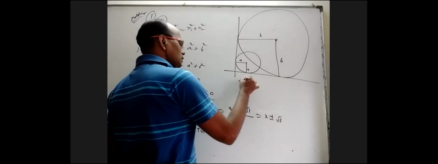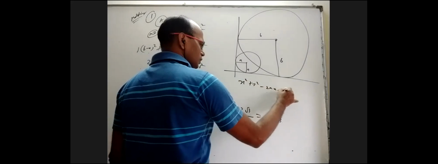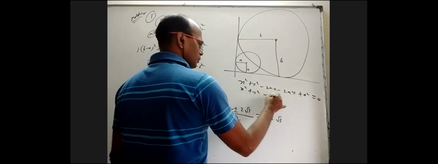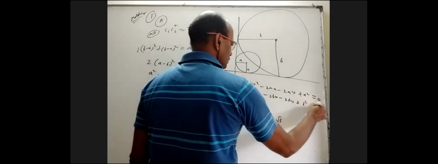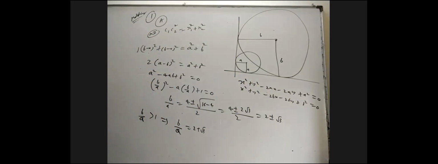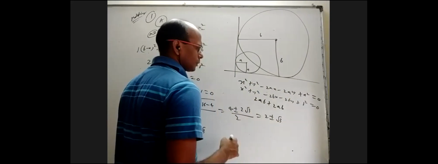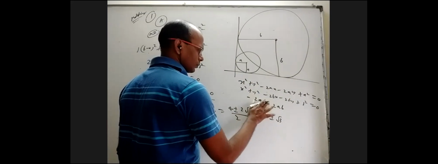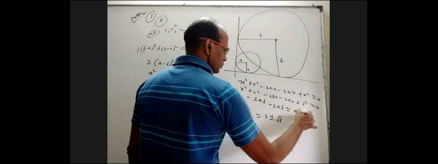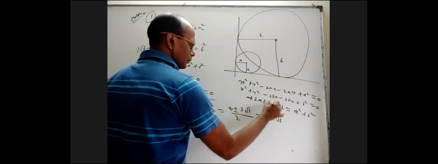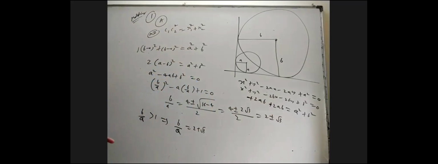Even if I use the orthogonality condition, I'm sure the same will come. What are the two circles? x square plus y square minus 2ax minus 2ay plus a square equal to 0. x square plus y square minus 2bx minus 2by plus b square equal to 0. If I use the orthogonality condition, 2gg' is 2ab, plus 2ff' is 2ab, equal to c plus c', which is a square plus b square. The same equation. No, this is plus 1. 2gg' is plus 2ab, 2ff' is plus 2ab. Okay, we'll get this equation.